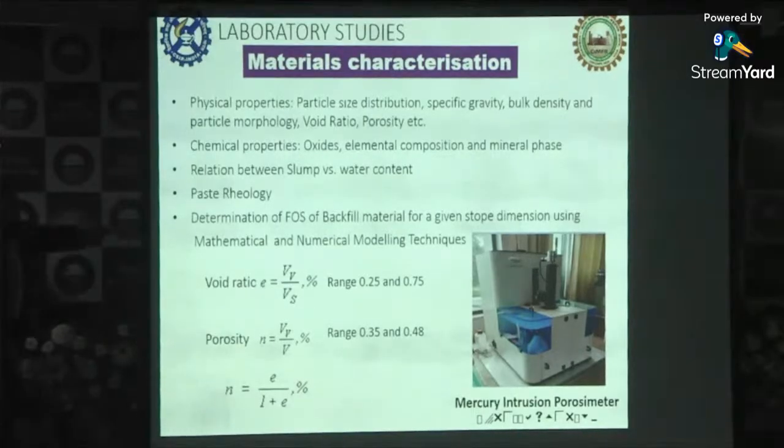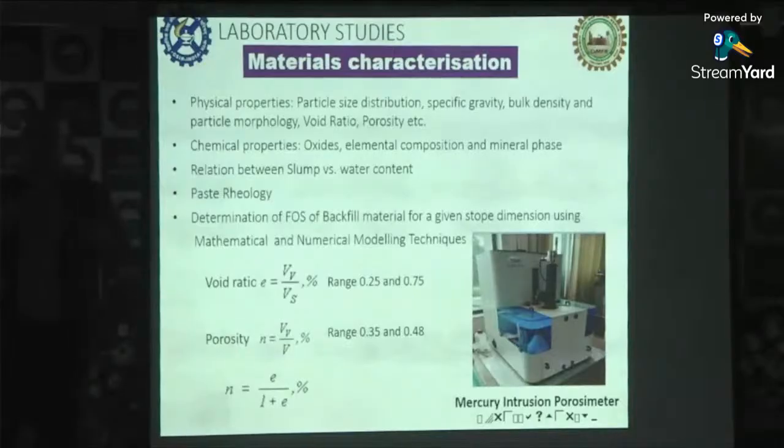Then the factor of safety for a particular stope dimension is also important. So how do we get that 1 MPa strength is required? We do some numerical modeling as well as analytical analysis. So with a particular stope dimension, what is the factor of safety of the fill material, we find out in the lab. This is how we decide, with a given dimension, what factor of safety we need to have a safe fill.